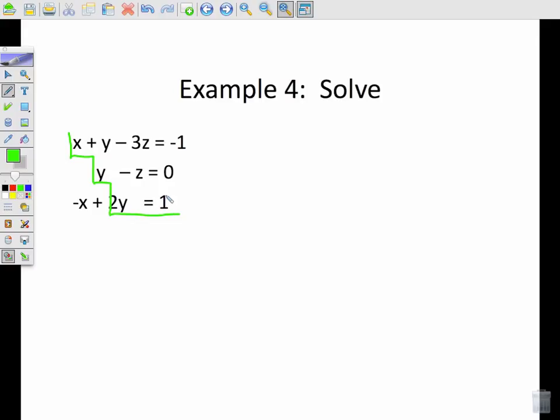All right, we need to get rid of this x. And in order to do that, we are going to multiply a negative times row 1, and we're going to add it to row 3. And the only row that changes is the third row. Our second row also stays the same. We're not manipulating that at all.